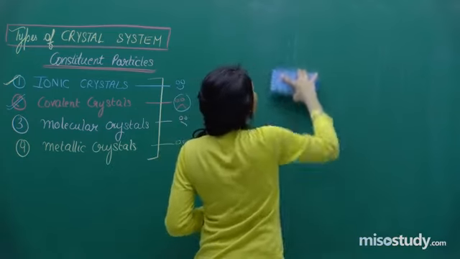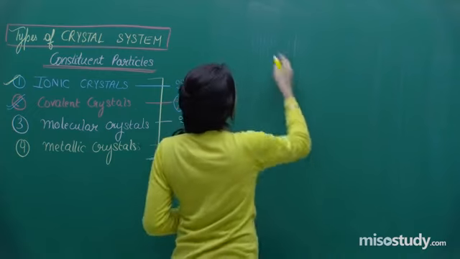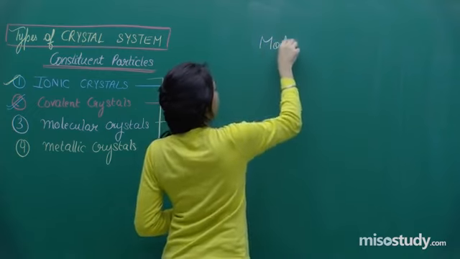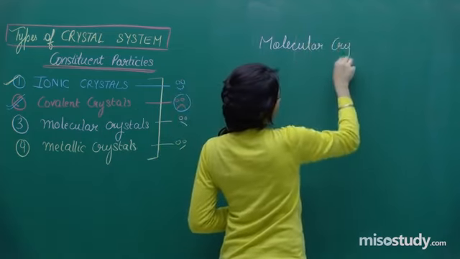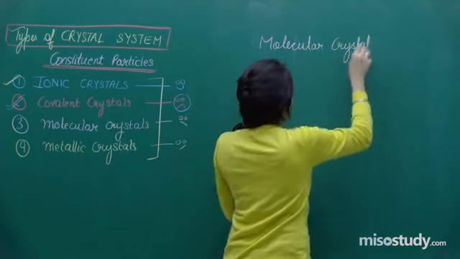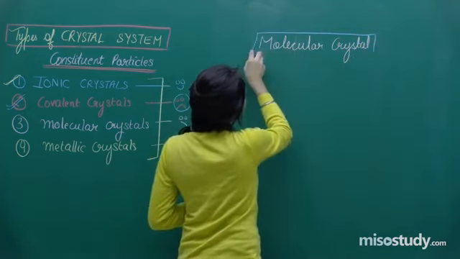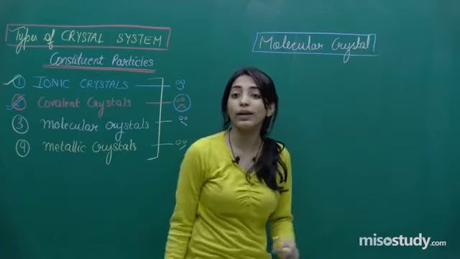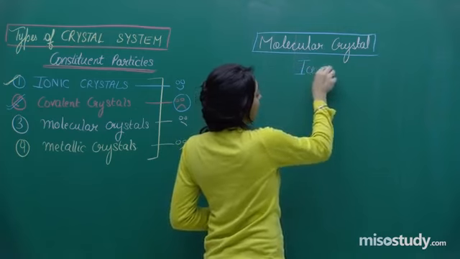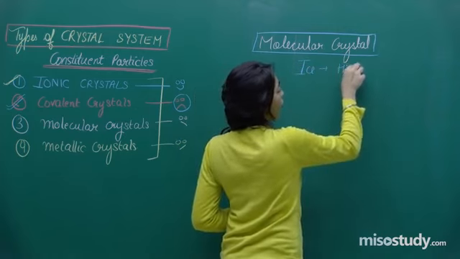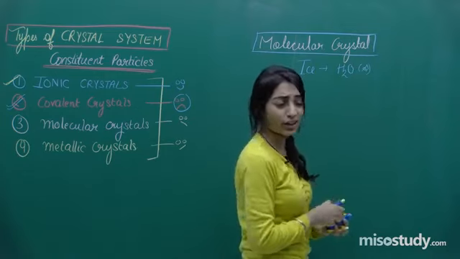And guys, let us understand the details of molecular crystal. Can you think of any example of molecular crystal? Okay, so listen carefully. When I am talking about molecular crystal, one of the very basic examples of molecular crystal is ice. That means I am talking about water in the solid state. So what exactly is a molecular crystal?